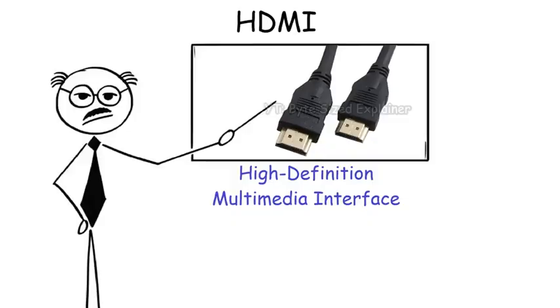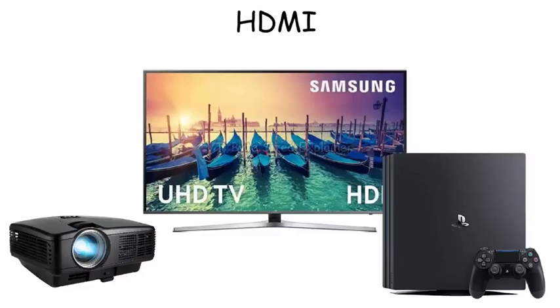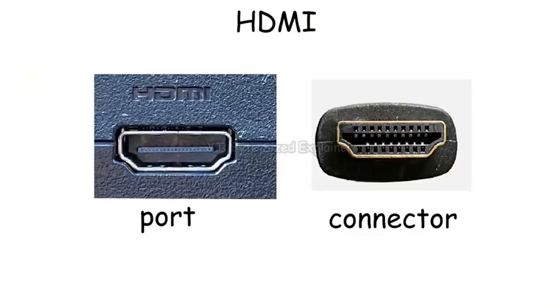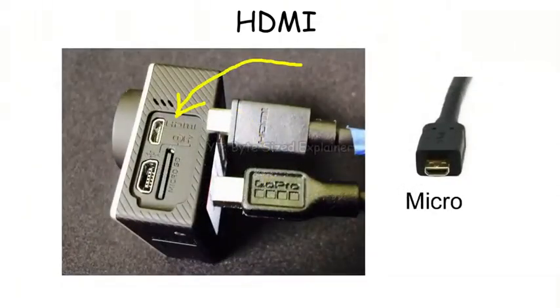HDMI, or High Definition Multimedia Interface, is a display cable like VGA, but it can carry both video and audio signals through a single connection. It's commonly used for TV, monitors, projectors, and consoles. And other than this standard type that's used for devices I mentioned earlier, HDMI has other types too, such as mini HDMI, which is often found on portable monitors or DSLR cameras, and also micro HDMI, which is commonly used in compact devices like action cameras such as GoPro.